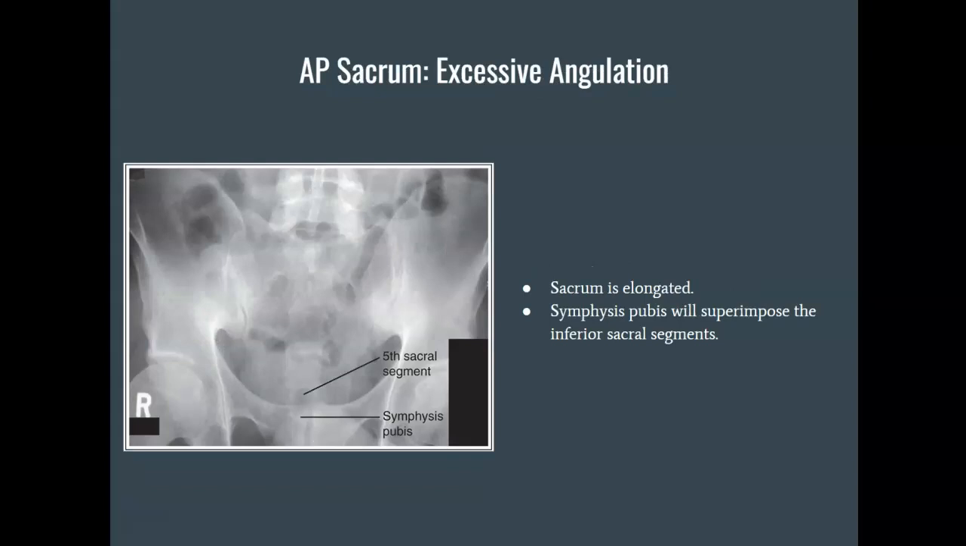In a case that there's excessive angulation, the sacrum will be elongated, as in this case, and the pubic symphysis will superimpose over the inferior segments of the sacrum. As you can see, the fifth sacral segment is superimposed by the pubic symphysis. So we need to decrease that angulation.